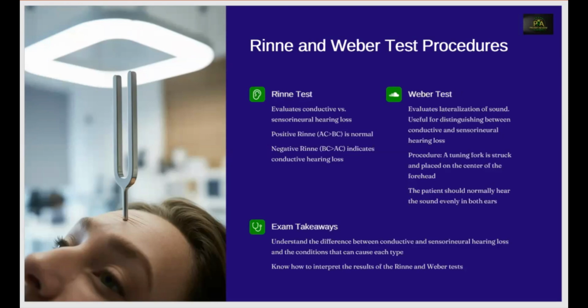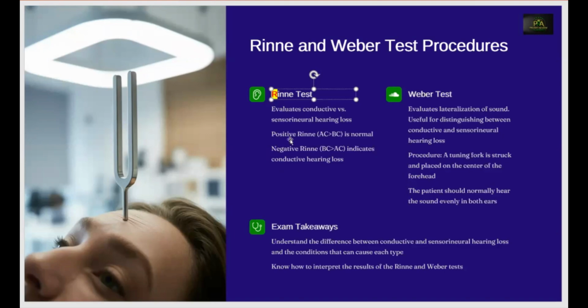So Rinne, I use the word R, ringing, like when your phone rings. So when they tell you that they put it beside the mastoid process, which is the bone behind the ear, that is ringing, Rinne. But Weber is when they put it at the forehead. A tuning fork is struck and placed in the center of the forehead. So you must know how to interpret this. And we have gone through that.